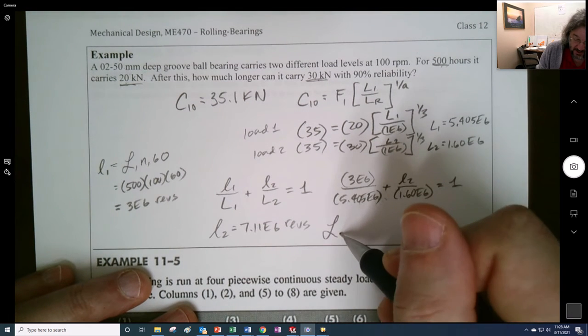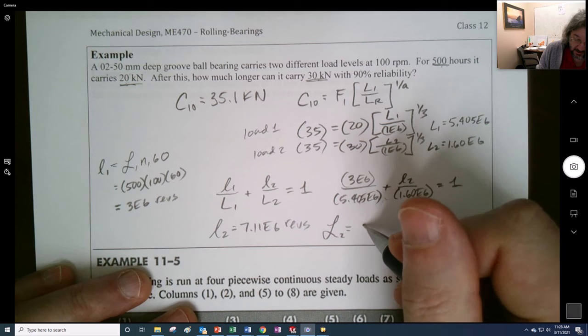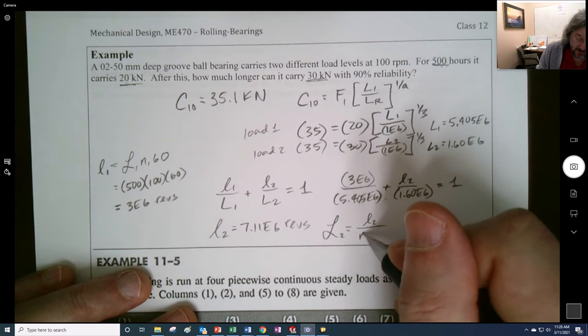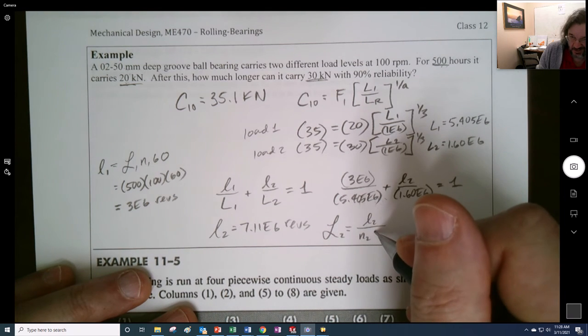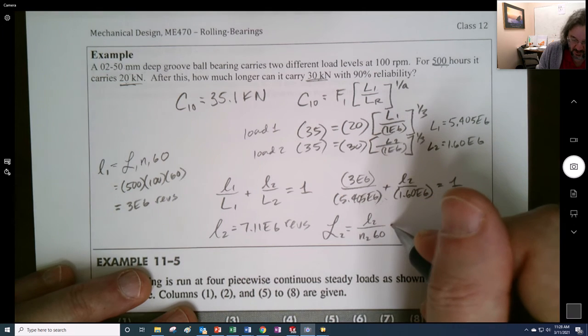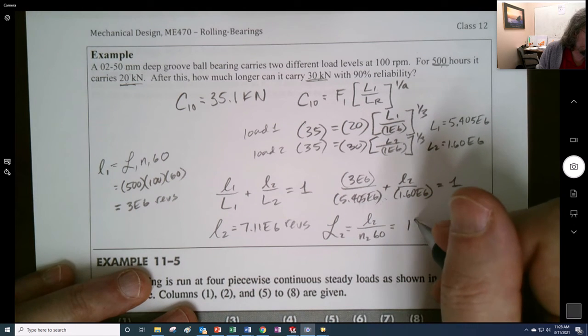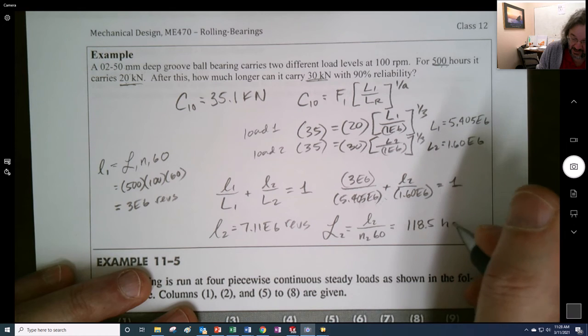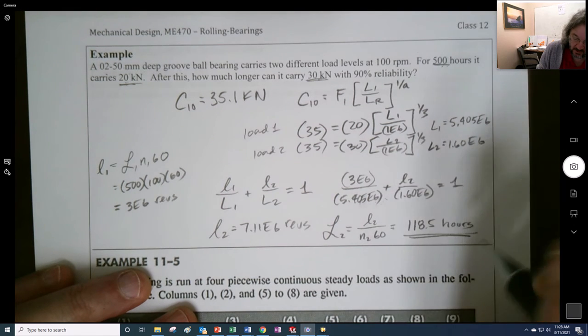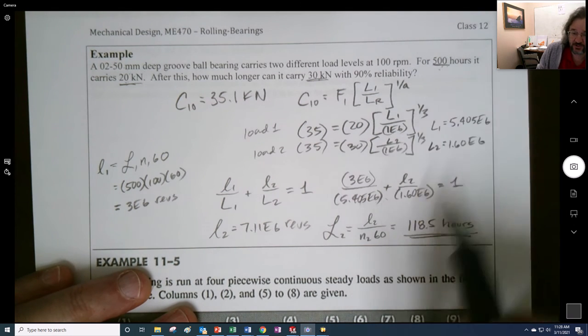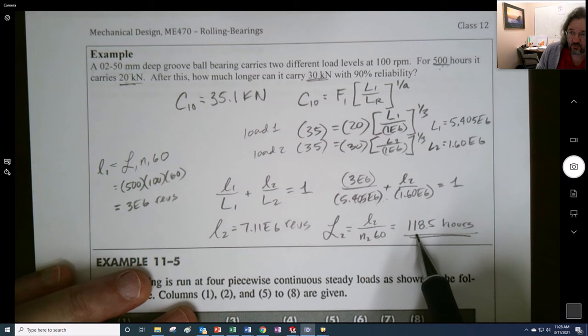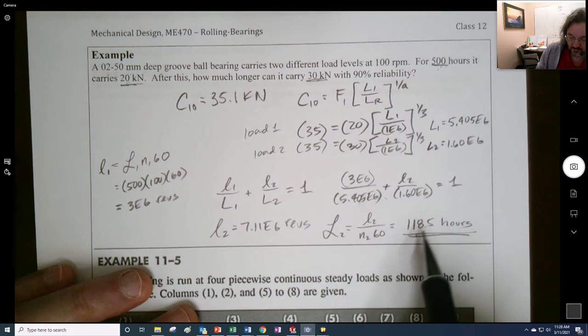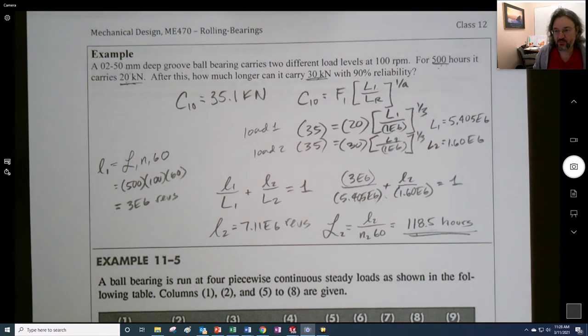So when we want to find the amount of hours, we say little L2 divided by N2, which, once again, is going to be 100 RPM divided by 60. And when we find it, we get 118.5 hours. Right? So we ran this other one for 500 hours. Now we're predicting this one is going to last at 30 kilonewtons for an additional 120 hours, right?